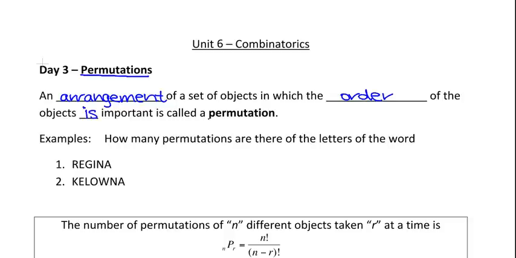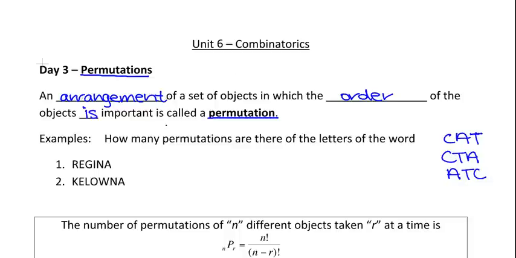So when would the order of a set of objects be important? Well, if we are arranging letters to form words, the order is important, obviously, because CAT spells cat, and CTA spells something else, and ATC spells something else, etc. So words are definitely the most common example of when order is important.